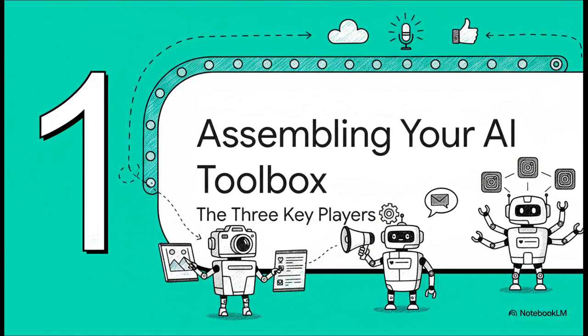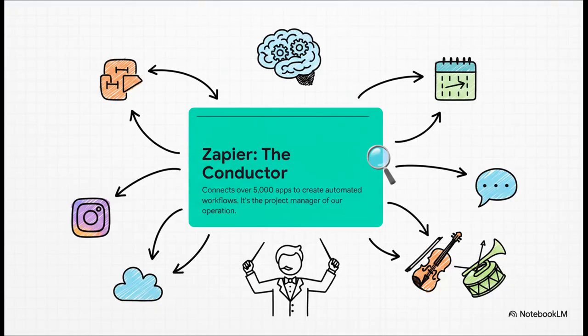Now, to make this happen, we just need a small team of AI tools. Think of it like this. We're hiring 3 specialists, and each one has a very specific, very important job to do on our little automated assembly line. So first up is Zapier. This is the brain, the conductor of our entire operation. It's the platform that lets us connect all our different apps together and create these automated workflows. It's going to be the project manager telling everyone what to do.